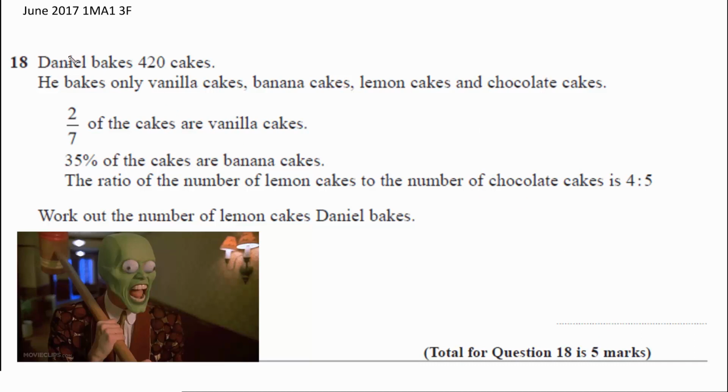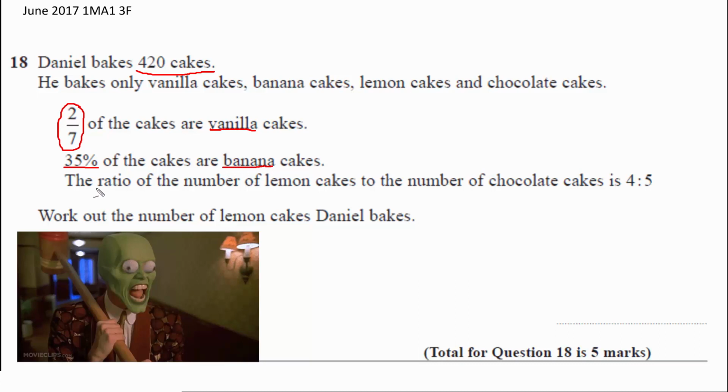We have Daniel bakes 420 cakes. Daniel's making me hungry. So we have vanilla cakes, banana cakes, lemon cakes, and chocolate cakes. So he says that 2/7 of the cakes are vanilla. We have 35% of the cakes are banana. So that's already 2 topics in this question.